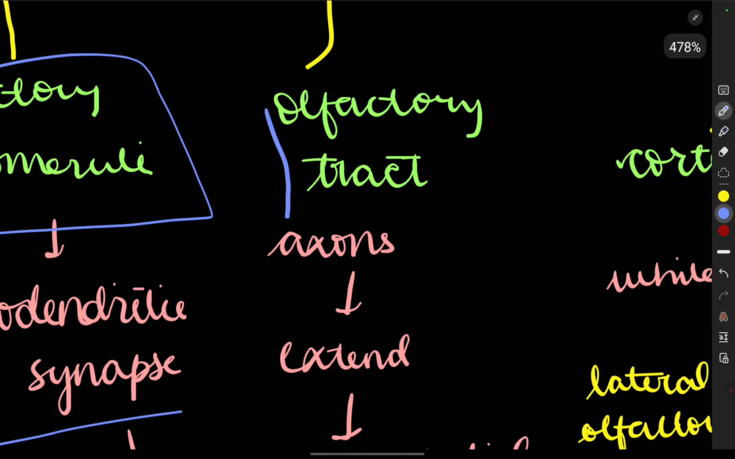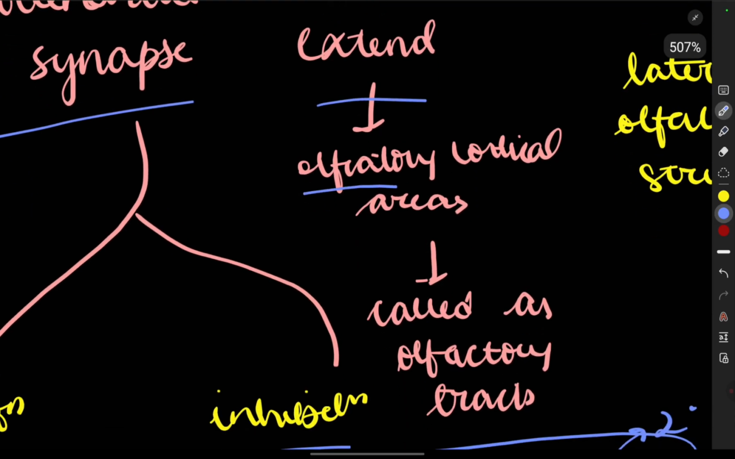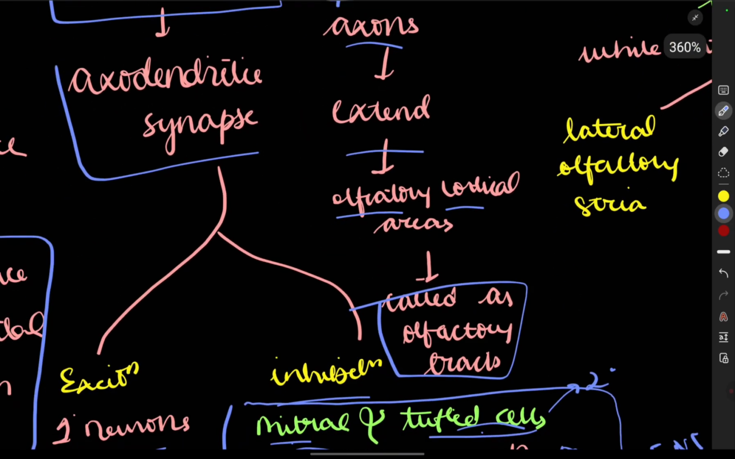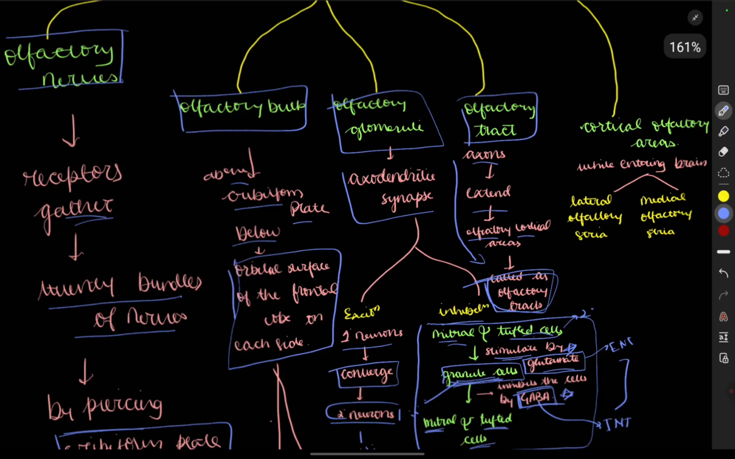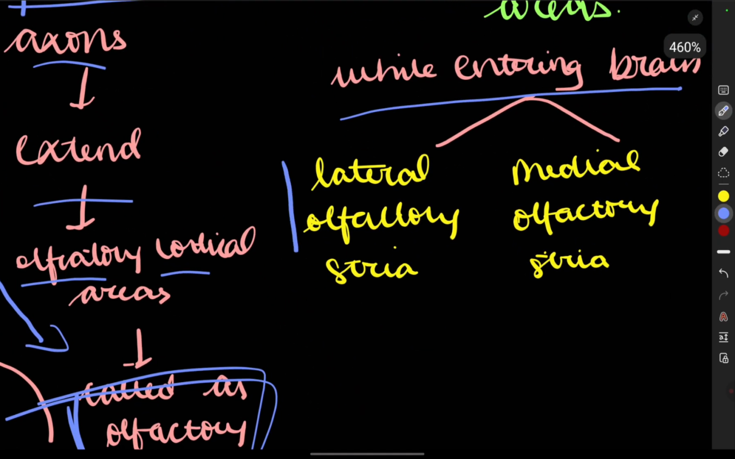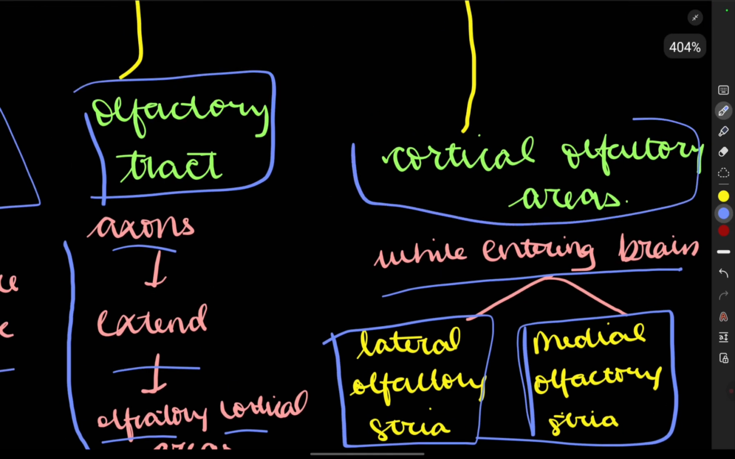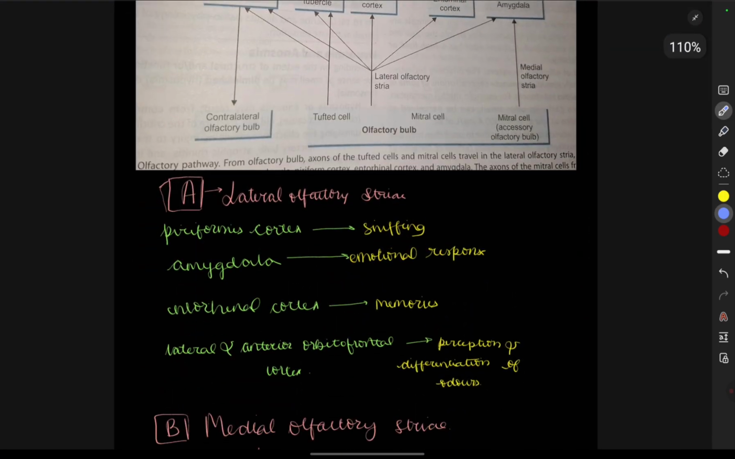Talking about the olfactory tract, the axons extended to the olfactory cortical areas are called the olfactory tract. Now talking about the cortical olfactory areas, while entering the brain, it divides into the lateral olfactory striae and the medial olfactory striae. Let us understand the lateral and the medial now.